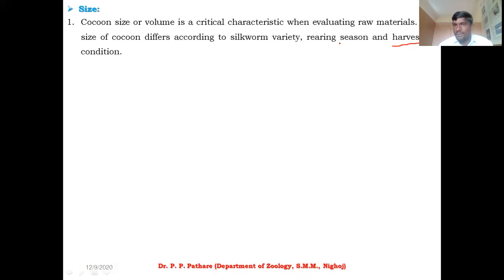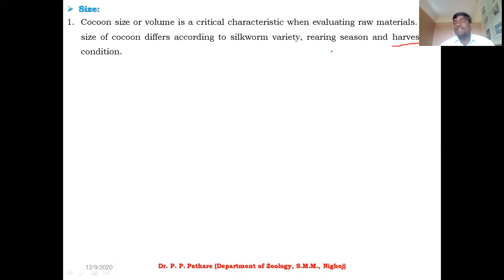Then rearing season: depending upon the season, your silkworm spins cocoons in various sizes, because environmental conditions affect the silkworm's health or body. So this impact is again observed in the size of the cocoon. But size is very important.